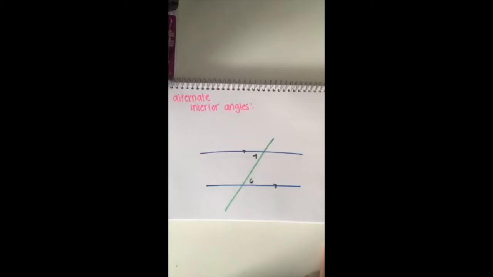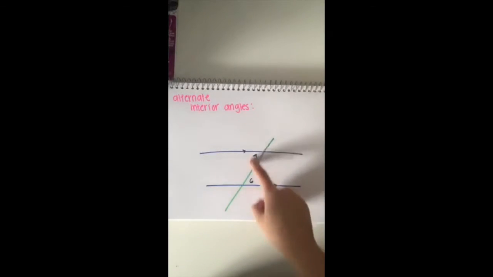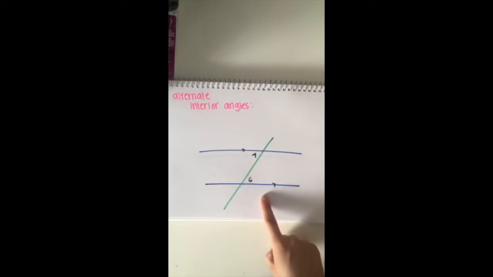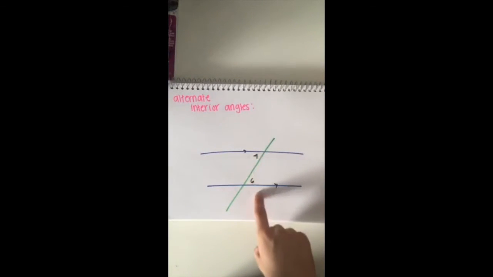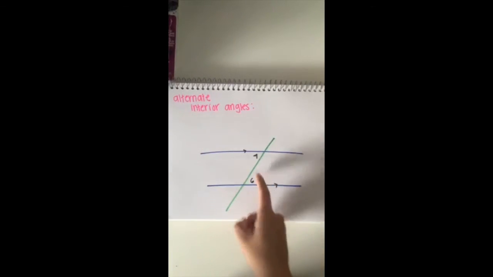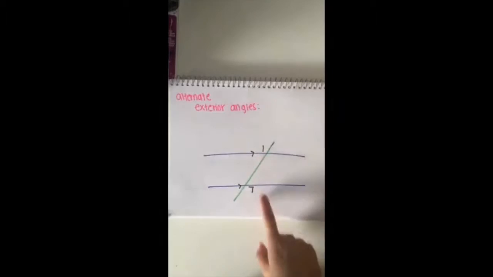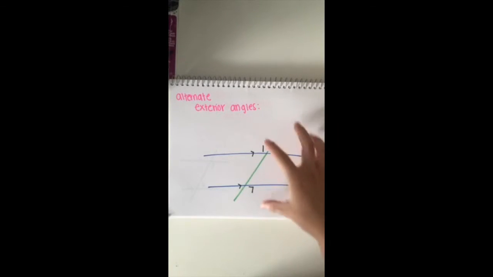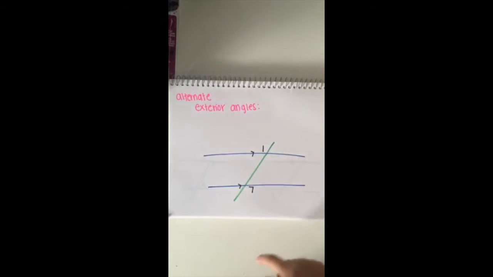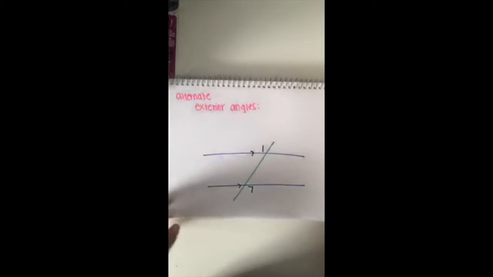Alternate interior angles are cool because both of the angles are inside the parallel lines, as you can see here, but they are on alternate sides of the transversal, and their angles are also the same. Angles 1 and 7 are alternate exterior angles because they're outside of the parallel lines on opposite sides of the transversal, and their angles are also the same.